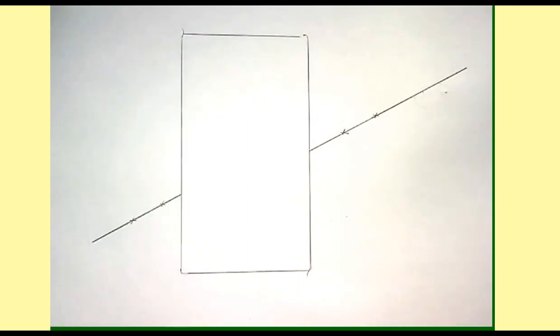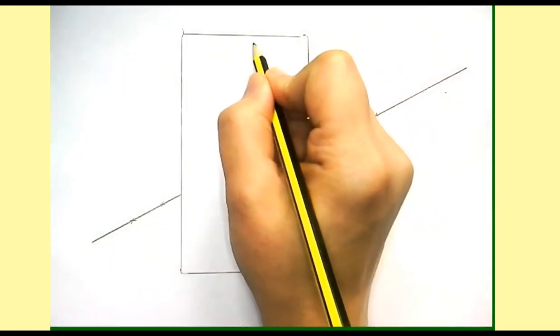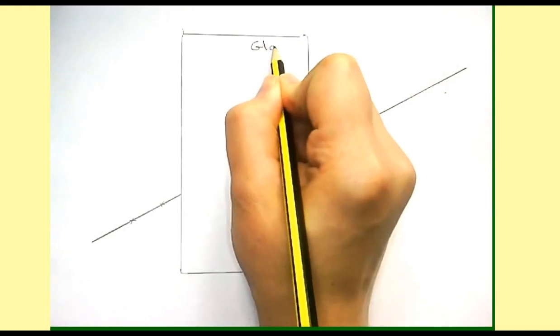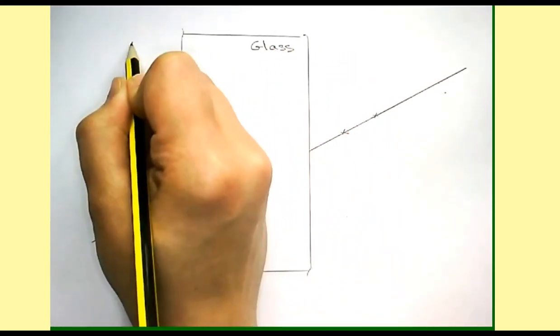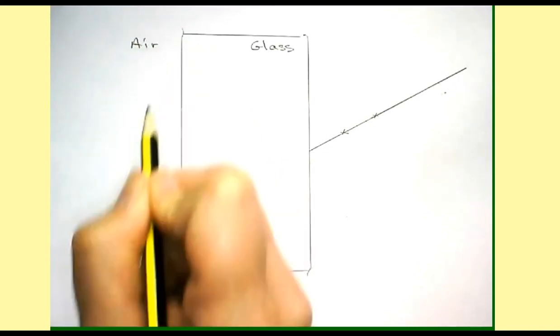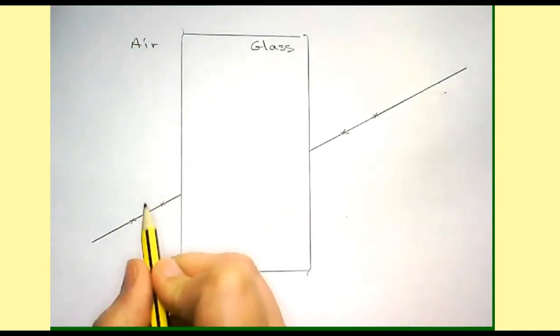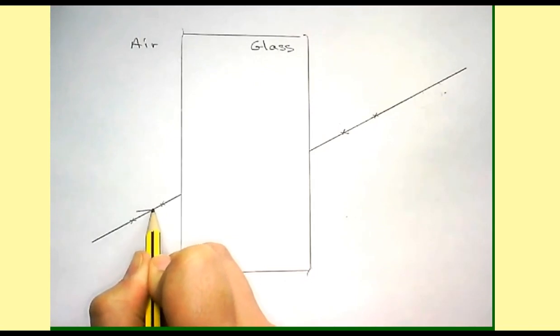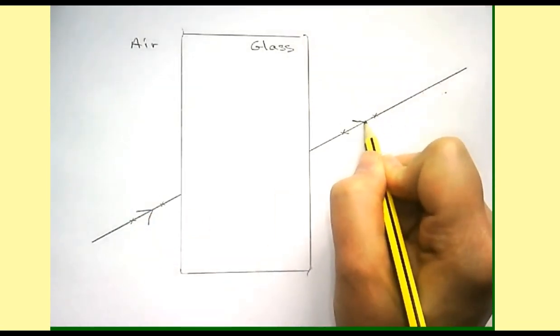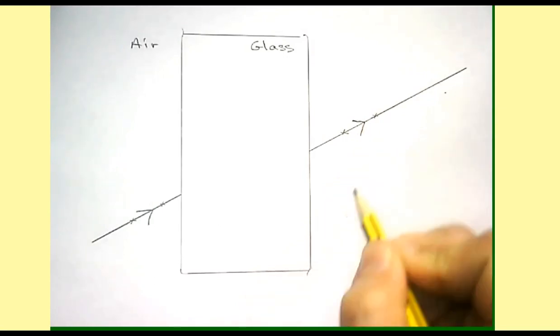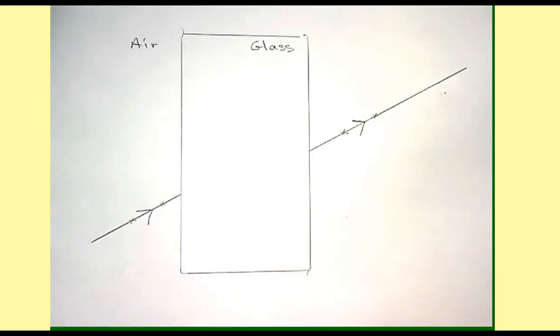So here is the diagram that I drew using the ray box as a source of light and the glass block. I'm just going to label this very quickly so that we know what each medium was. That block was made of glass, and then outside the block, the medium is obviously air. And I'm going to add arrows to the lines that I drew, just to show the direction that the light is moving in, so it's really clear which direction the light is going.